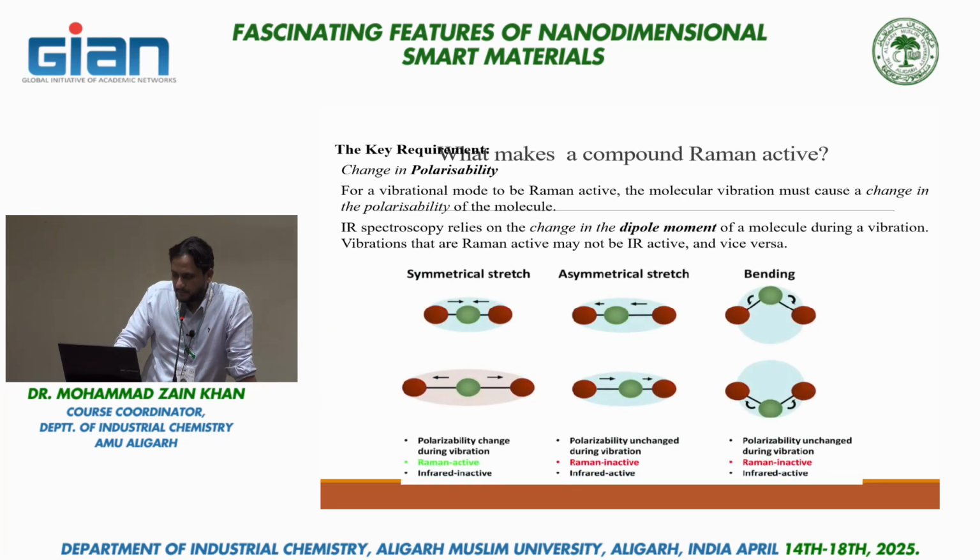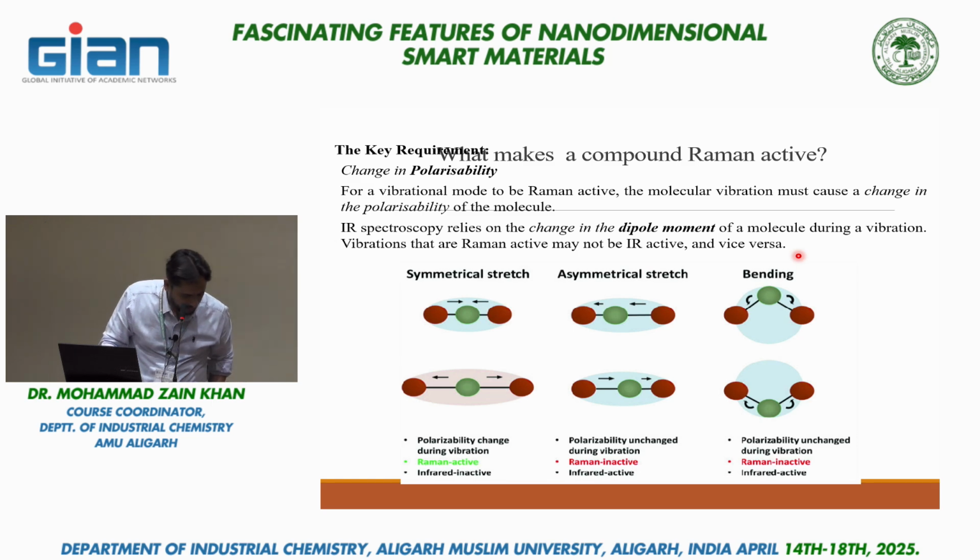In the case of IR, we can identify the symmetric as well as asymmetric stretching. Symmetric stretching is when the atoms are moving in the same direction, and asymmetric is opposite. For bending, we have different types of combinations, which are called rocking, scissoring, wagging and twisting.